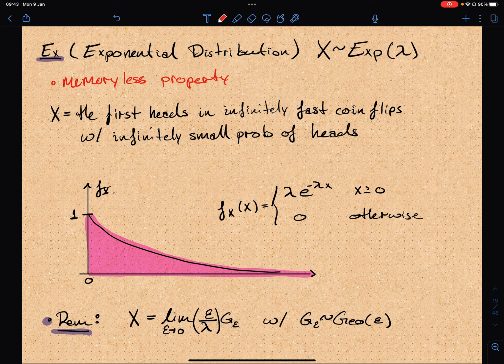Much better. So if you just require this memoryless property, you pretty much get this distribution. And you have this parameter lambda, which essentially tells you roughly how much you're going to wait for this random event. But you can think of it in terms of the geometric distribution.